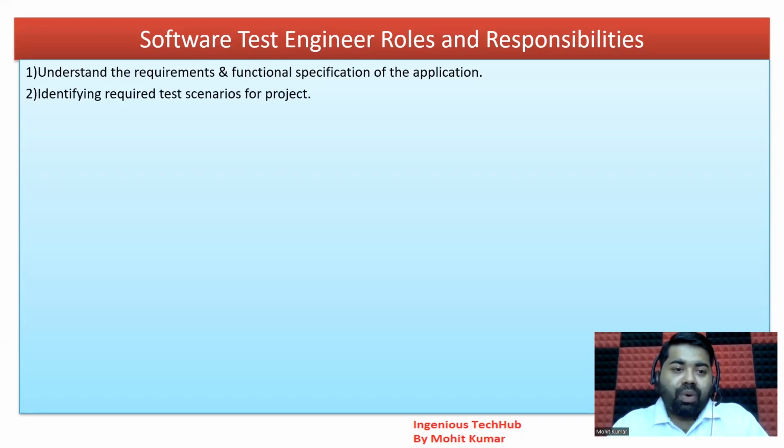Okay, the first point is to understand the requirement and functional specification of the application. In the last session we already discussed what the agile process is, right? In agile, we have a requirement. When you are assigned the task, you have to understand the requirement. It might be mentioned in your task, or in your defect or bug, or you will get some document as well, which might be called a functional specification document. You have to understand the requirement clearly.